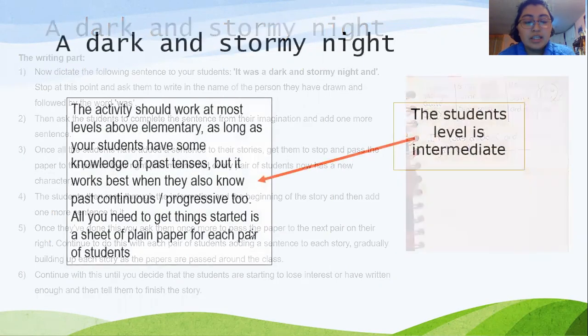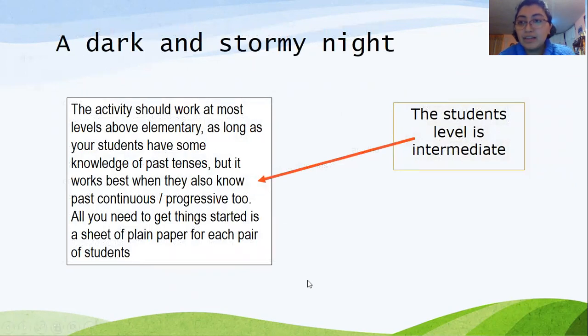So now, what I want to do is the analysis. In this case, on the British Council page, the author says that the activity should work at most levels above elementary, as long as your students have some knowledge of past tenses, but it works best when they also know past continuous too. All you need to get things started is a sheet of plain paper for each pair of students. So in this case, as we can analyze, the students' level is intermediate.